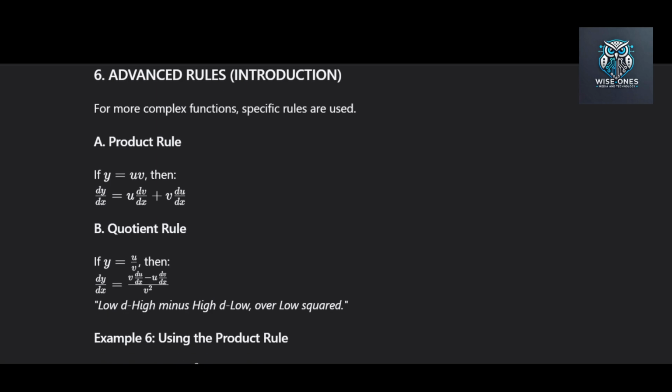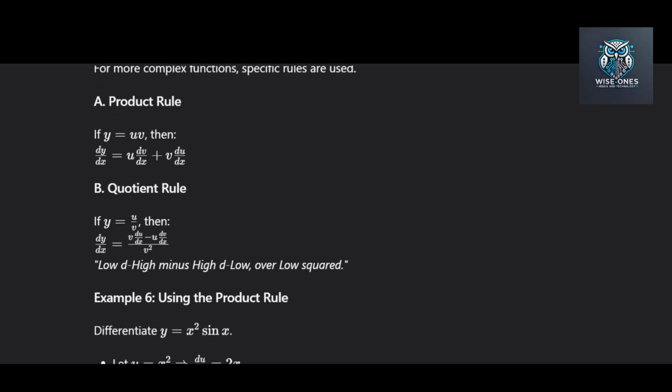Rule A, product rule. If y equals u times v, then dy/dx equals u times dv/dx plus v times du/dx. This is for when you are multiplying two functions together. Rule B, quotient rule. If y equals u over v, then dy/dx equals v times du/dx minus u times dv/dx, all over v squared. There is a rhyme for this. Low d high minus high d low over low squared. Low is the bottom function. High is the top function. D means derivative.